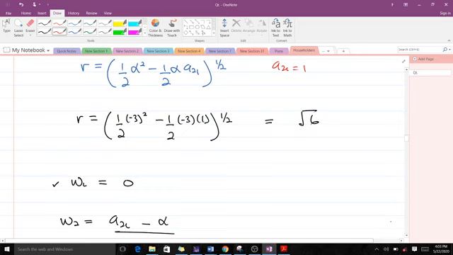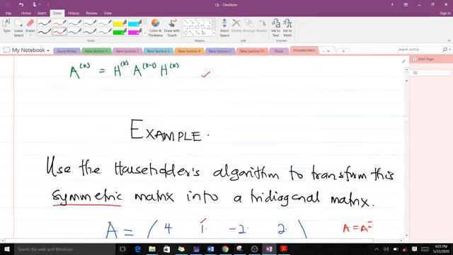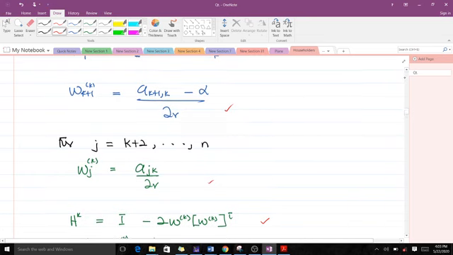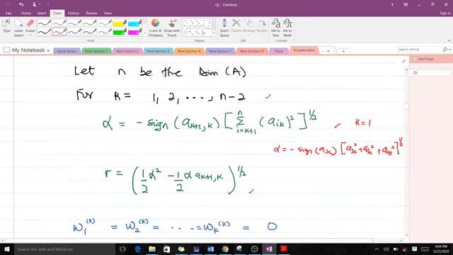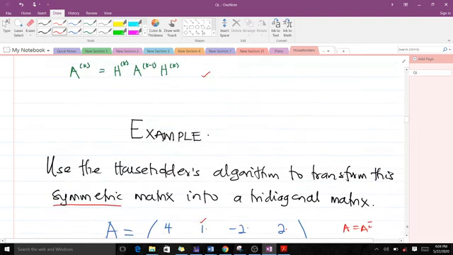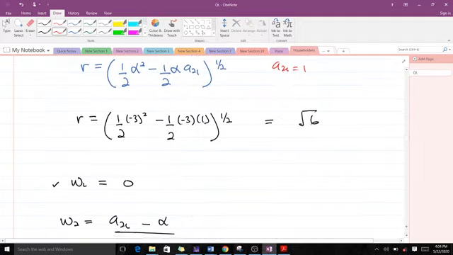Then it comes to finding our w's. Remember that from the algorithm, we said that w1 of k is equal to 0. So realize that here our k is what? 1. So that means that w1 of 1 will be equal to 0. Because you are doing the first iteration, our w1 will be 0. So you can find that here. So our w1 is 0.